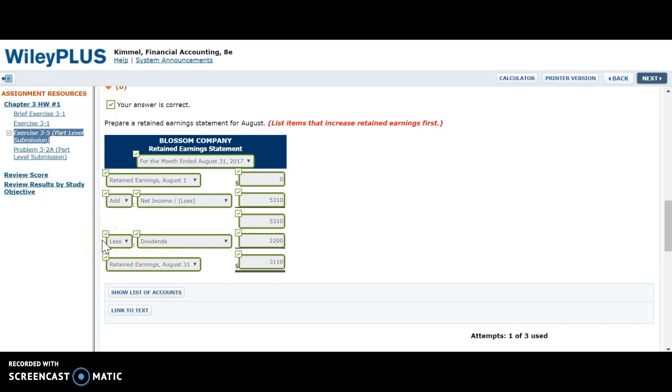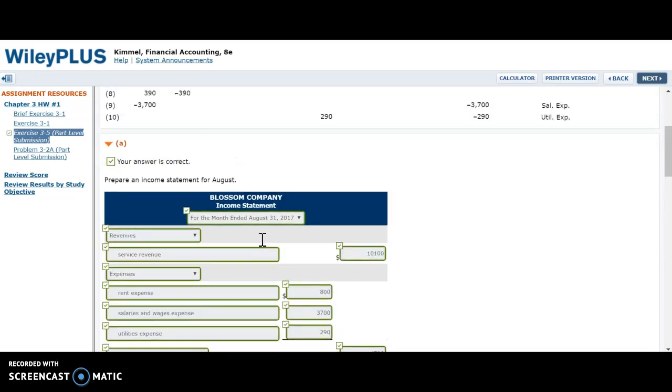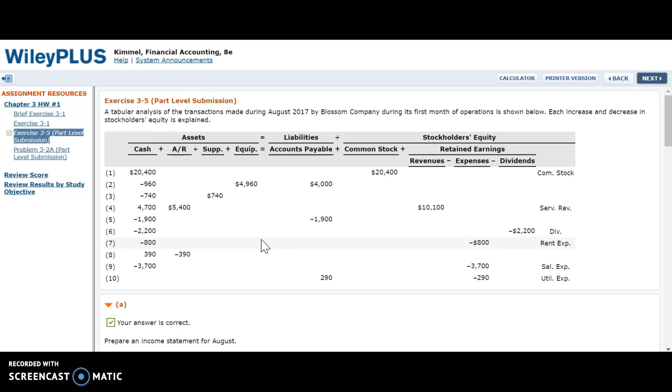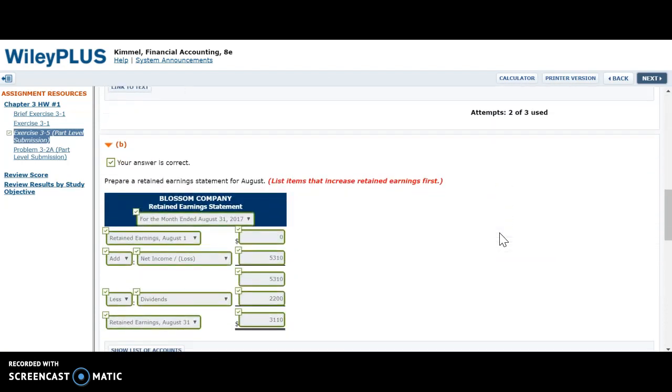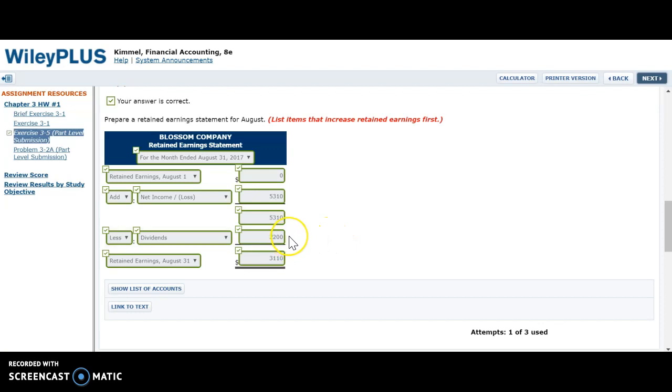Next, we're going to take out the dividends. So we're going to subtract dividends. Looking at the top, the dividends are right here, $2,200 dividends. So we'll add that here, $2,200. And the retained earnings for the end of the month is the 5,310, subtract $2,200, and we have a balance of $3,110 for a month-end retained earnings.